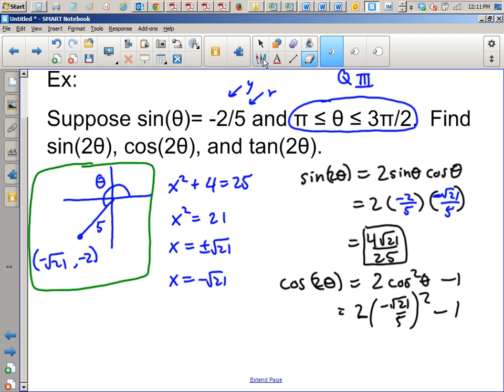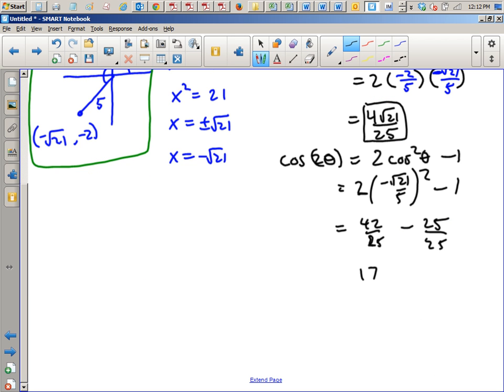So this just basically gives me 21 over 25, so it's going to be 42 over 25, and you're subtracting 1, so that's 25 over 25. So this just comes out to 17 over 25. Listen, you could have used any of the 3 formulas on the left. They all work.